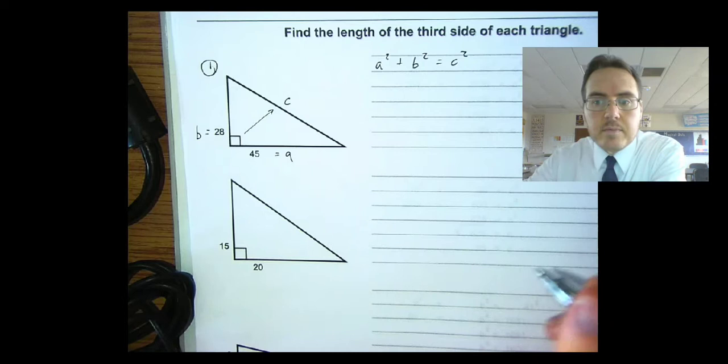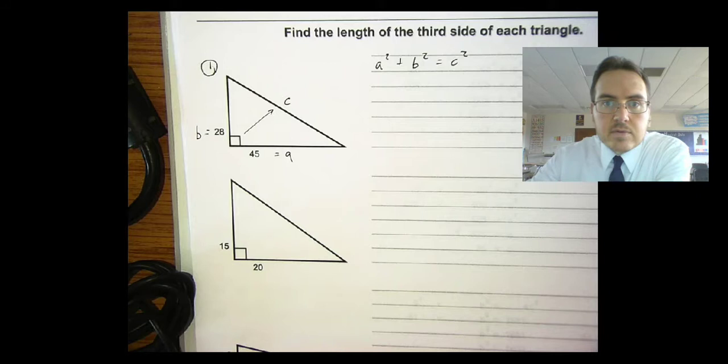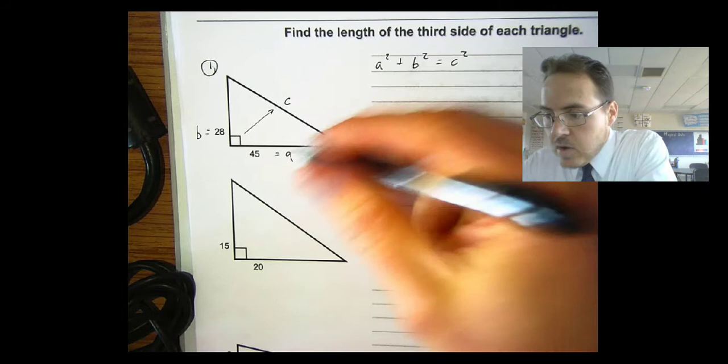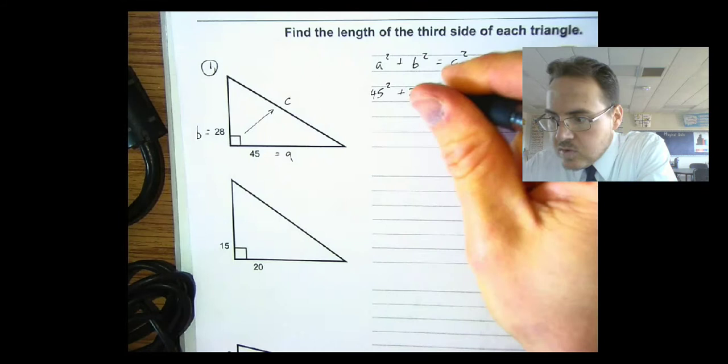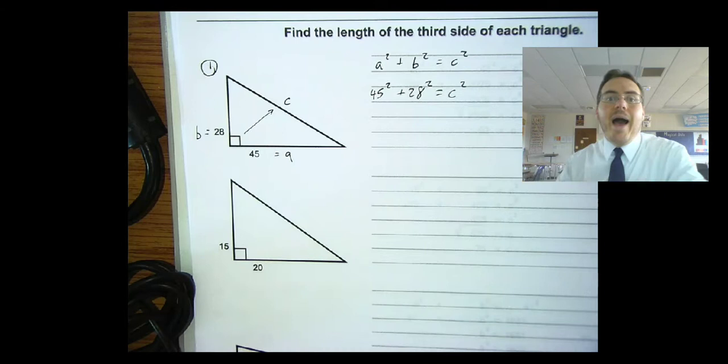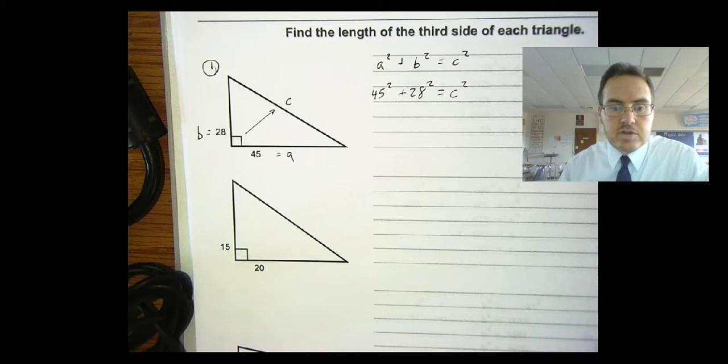Now I'm going to replace or substitute in the values for the letters that I do know. So I know what A and B are. So A is 45, so that'd be 45 squared plus 28 squared is gonna equal C squared. Okay, now, I don't know about you guys, but I don't know what 45 times 45 is, just off the top of my head.